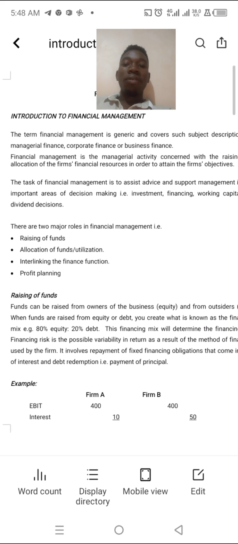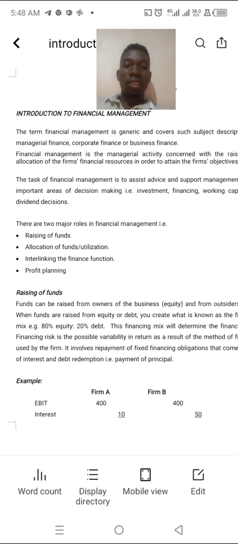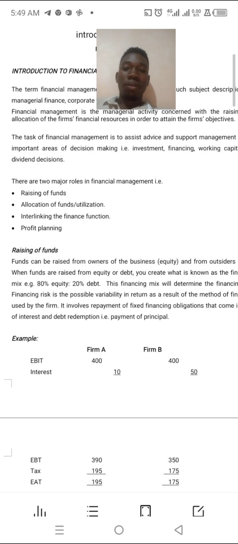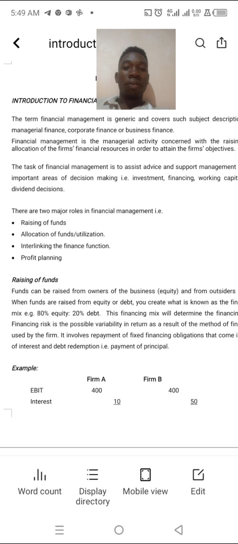Therefore, colleagues, financial management is that managerial activity concerned with raising and allocation of the firm's financial resources in order to attain the firm's objectives. For example, if I say I'm buying a motor vehicle at 50 million using the firm's money, it simply means that I'm allocating 50 million into an asset, which is a financial resource, in order to achieve my objective, which may be to maximize profit, and this vehicle is going to generate profits in return. So that is the definition of financial management.